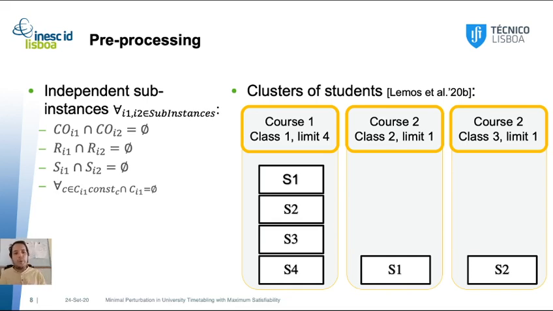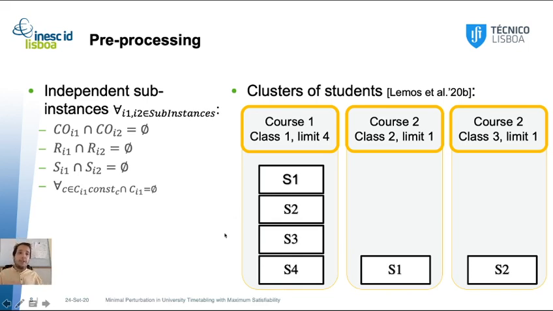We want to create clusters of students as large as possible that have exactly the same curriculum plan. Here we have an example where course 1 has only one class with a limit of 4 students. Course 2 has two classes, 2 and 3. Both classes have a limit of 1 student. In this short example, we could consider these 4 students as independent.